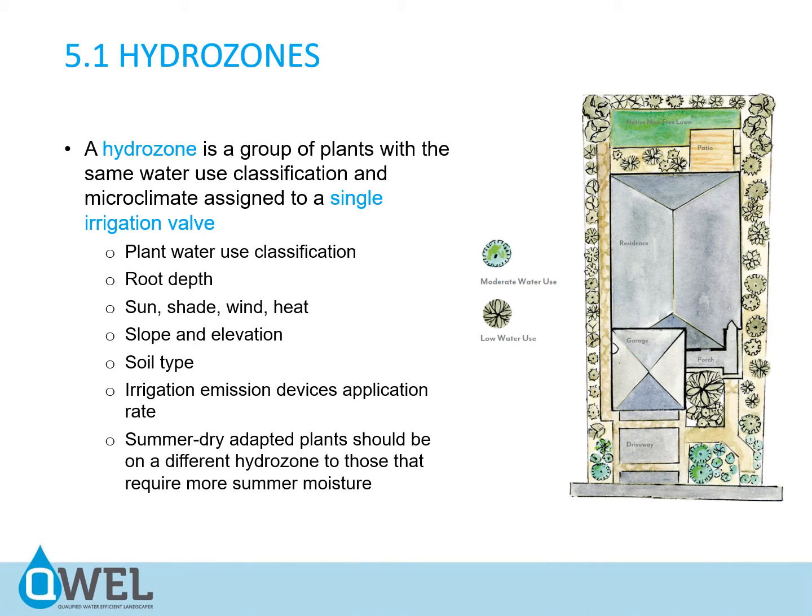5.1 Hydrozones. A hydrozone is a group of plants with the same water use classification and microclimate assigned to a single irrigation valve. Some of the different variations in hydrozones that might help you decide when you need to build a new one are plant water use classification, root depth, sun, shade, wind, and heat exposure, slope and elevation, soil type, irrigation emission device application rate, and summer dry adapted plants should be on a different hydrozone to those that require more summer moisture.